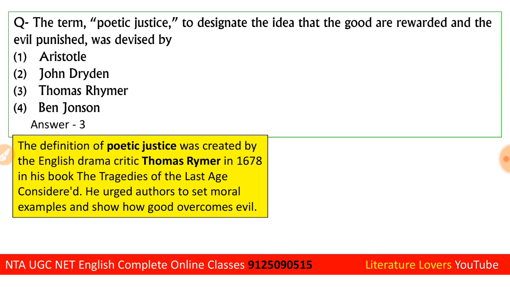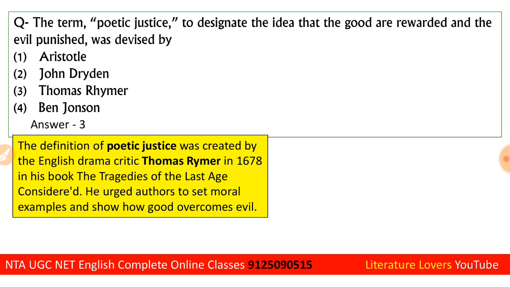Learners, another name is Aristotle, famous for his Poetics. And you can see his wonderful writing on tragedy: tragedy is an imitation of an action that is serious, complete, and of a certain magnitude. And you can see John Dryden, famous for his Essay of Dramatic Poesy.